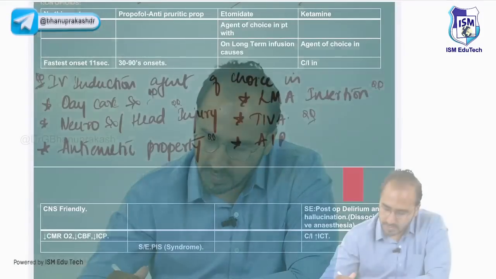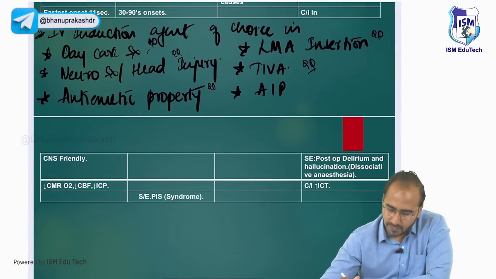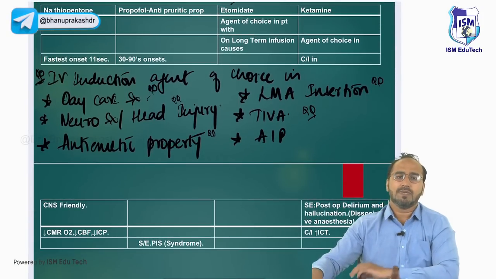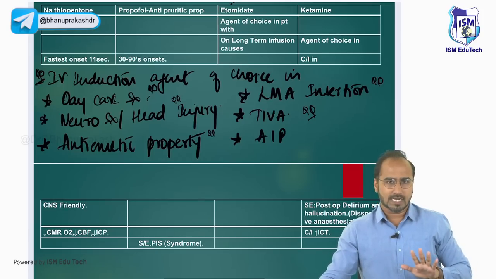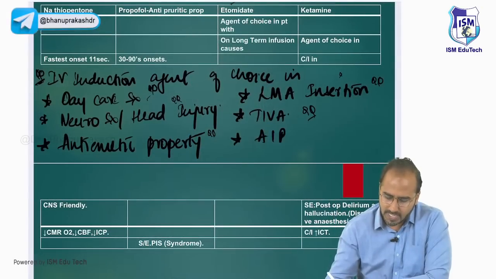Okay, next, guys, can you remember the six points of propofol? We will review and then proceed to the other IV induction agents. What are the 6 points of propofol? Propofol is given for day care surgery. Propofol has anti-emetic and anti-pruritic property. It can be given in acute intermittent porphyria. It can be given for LMA insertion and for TIVA. TIVA is total intravenous anesthesia. These 6 points are very, very important regarding propofol.